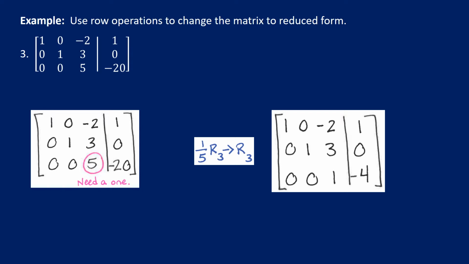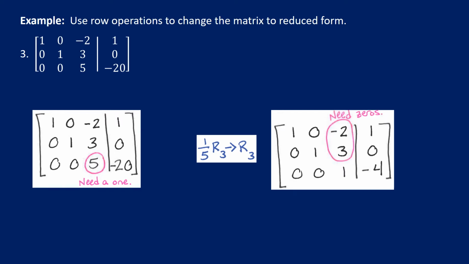Now I've got the conditions for the reduced row echelon form satisfied for condition 1 and condition 2. So now I check to see that third condition, where the leftmost 1 in any row has zeros in the rest of the column. If I look at column 1, I see that I have 1, 0, 0. In column 2, I have 0, 1, 0. So column 1 and column 2 satisfy the condition. But in column 3, I have negative 2, 3, and 1. So I need to get zeros in the places where negative 2 and 3 are.